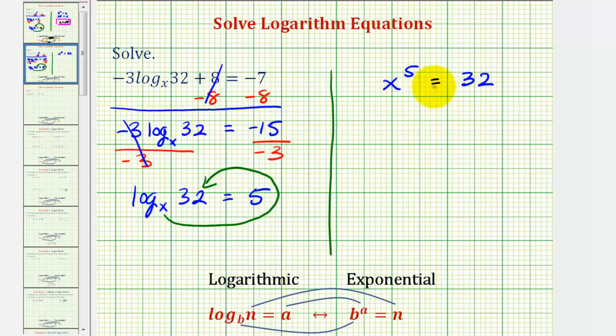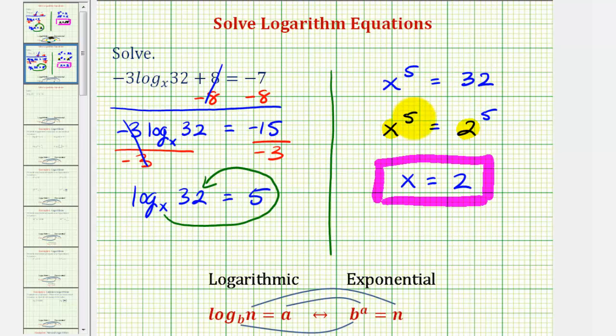But if we recognize that the prime factorization of 32 is 2 to the fifth, if we break down 32 into its prime factors, we'd have 16 times 2, 4 times 4, and 2 times 2. Notice how we have 1, 2, 3, 4, 5 factors of 2, which means we can write 32 as 2 to the fifth. So if x to the fifth is equal to 2 to the fifth, and the exponents are the same, then the bases must be equal. Therefore, our solution would be x equals 2.